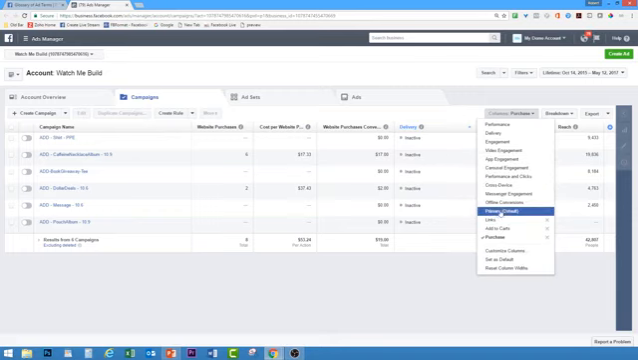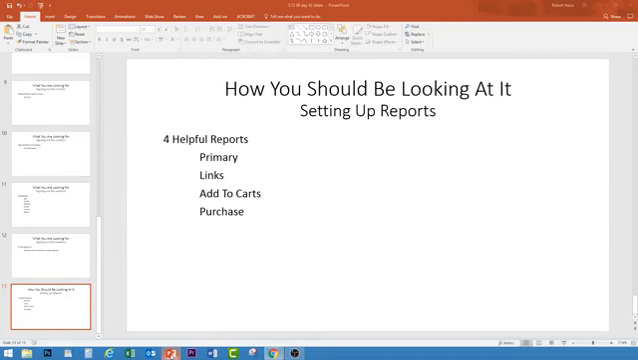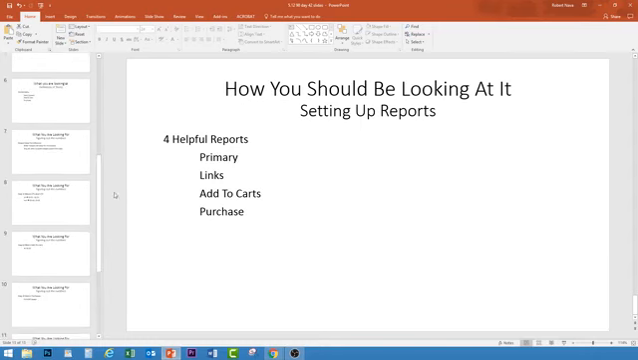So those are the 4 that you need. Primary, which you can make your default by clicking Set as Default, and then you want your links, your Add to Carts, and your purchases, because that gives you the information that you need according to the slides that we just went over. That's the information you need, right?